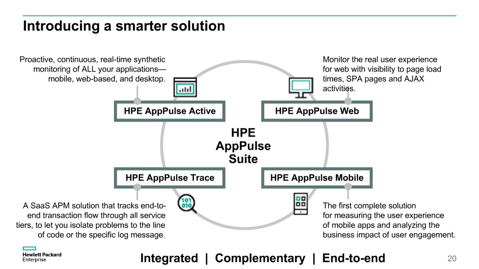Then we have the AppPulse Web. The AppPulse Web is about the real user experience using your web application. Everything that we can collect on the user, starting with clicks and page load times and single page application pages and Ajax calls and so on and so forth, we will collect everything for you. Later, we will see what we can do with it.